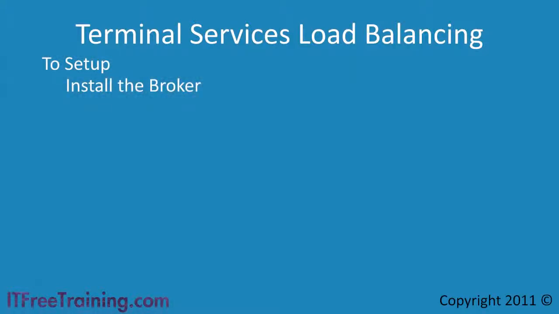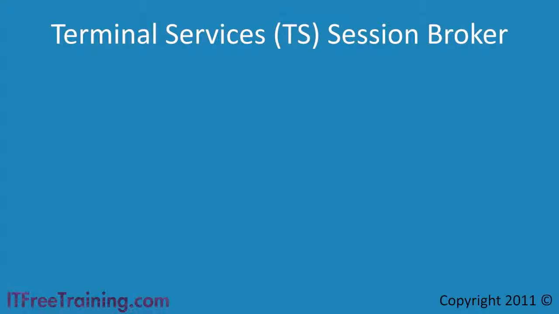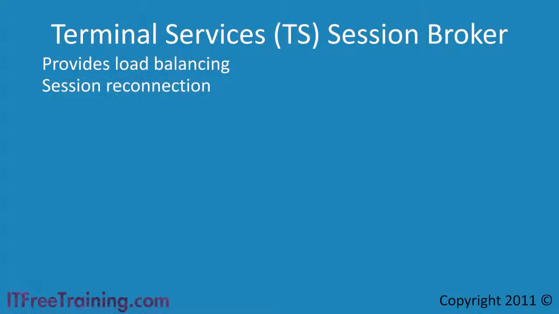The broker is used by terminal services to determine which servers get new sessions sent to them and to make sure disconnected sessions get sent back to the correct server. Next, you need to configure network load balancing on each of your terminal servers, and lastly, you need to configure DNS round robin. Once this is done, the terminal servers in your farm will be ready to perform network load balancing.